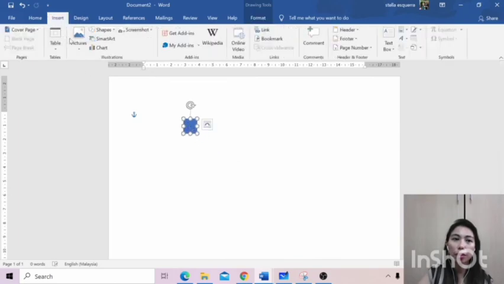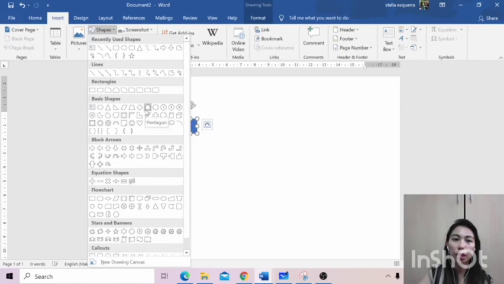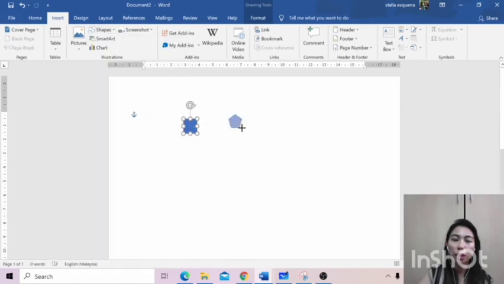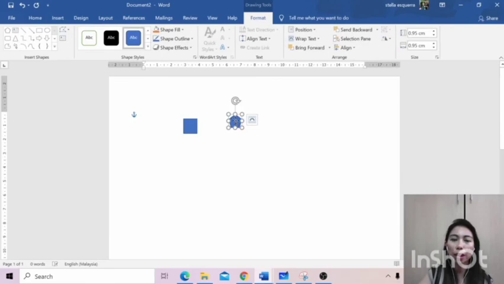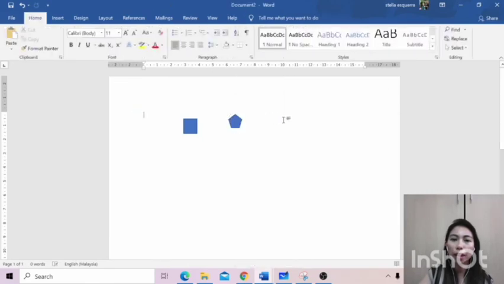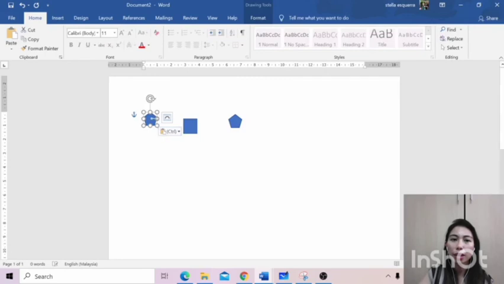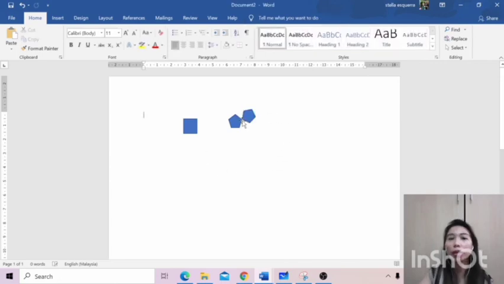Maybe you want to insert the shape of a pentagon. So this one is a pentagon, and then you copy and paste. You copy, right click and paste. So the same shape, and then maybe you can turn it, and then paste it around. And then you create your pattern using Word apps, if you have your computer at home.